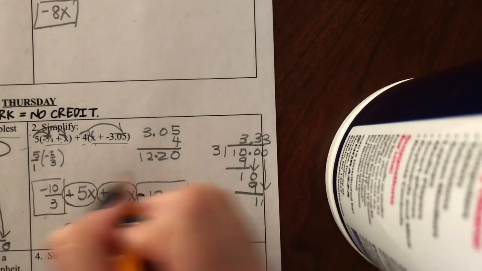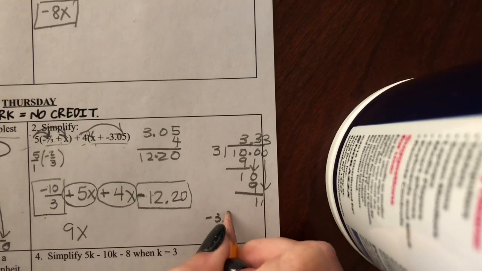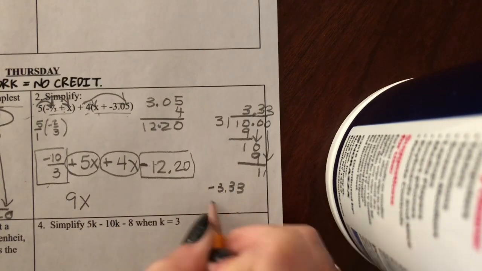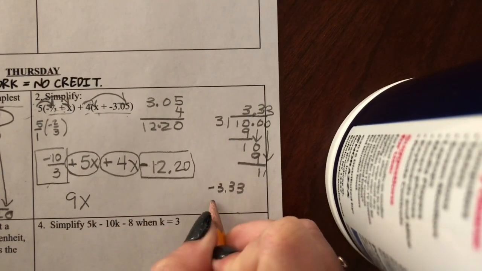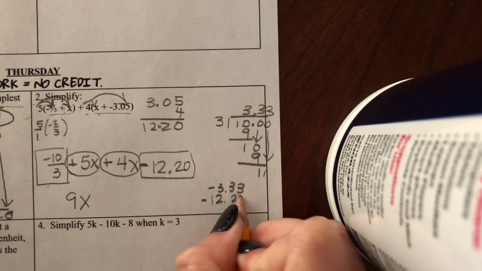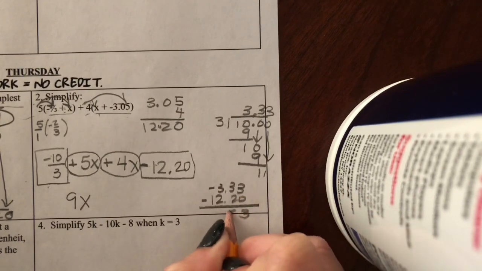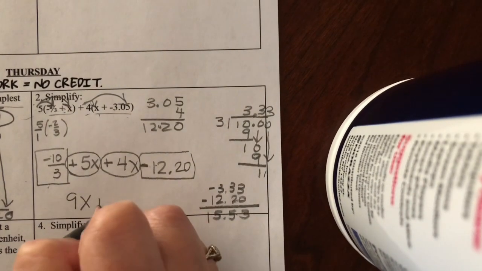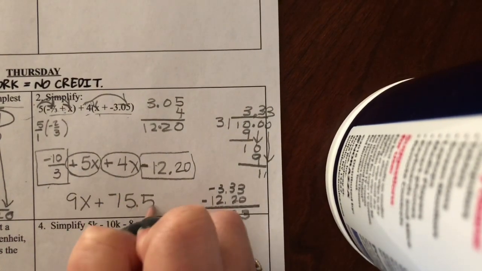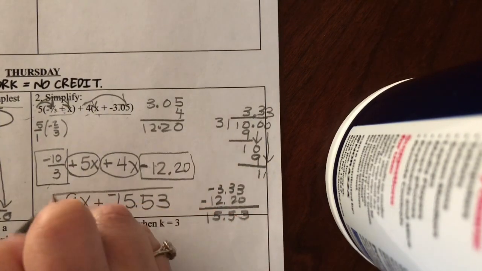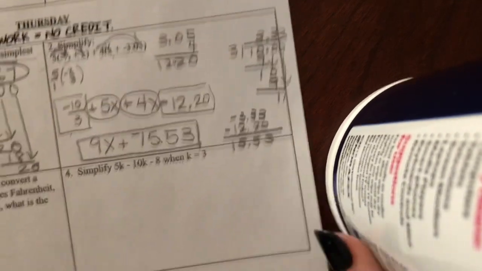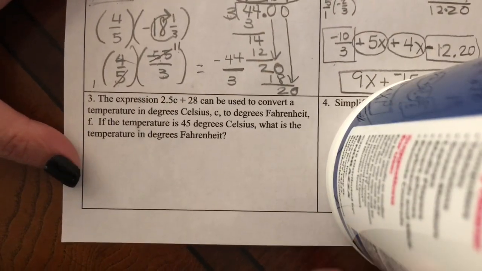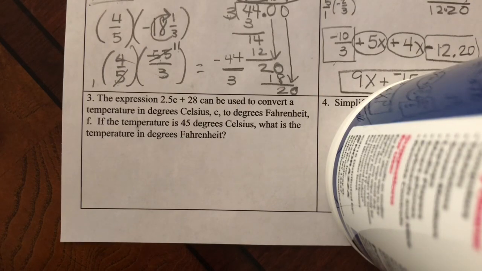So I have 9x, and I need to combine negative 3.33333, and I'm just going to do it to the hundredths place because the 12.20 is to the hundredths place, and 1220. Same sign, I have to add. That's going to give me a value of 1553, 9x, and you can write plus a negative 1553, or if you just wrote 9x minus 1553, that would also be the same exact answer.